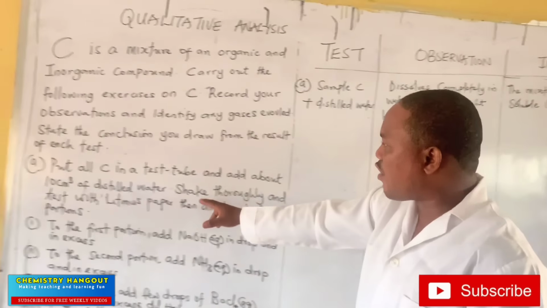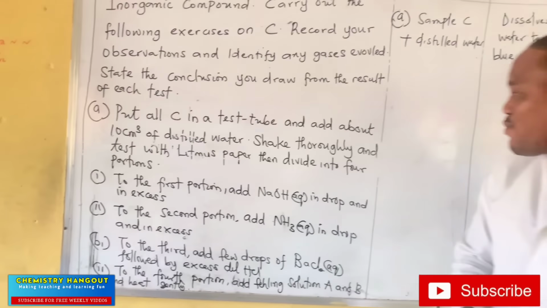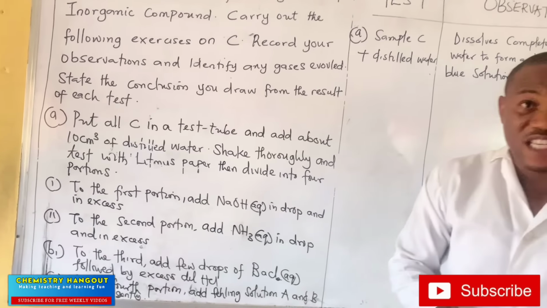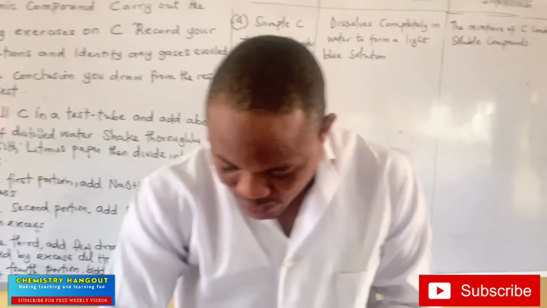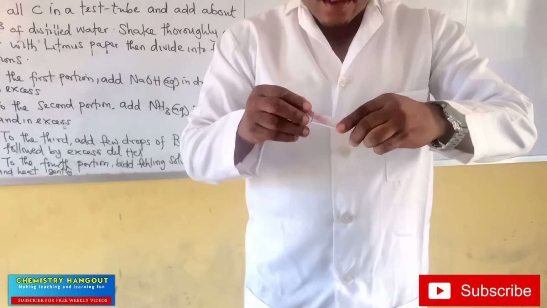So let's move to the second test. Shake thoroughly and test with litmus paper, then divide into what? Into 4. So let's test with litmus paper. Let me use red first. You are just doing every possible test. Look at that. Can you see it's not changing red? Did you see red? It's not changing red. So let's see blue.